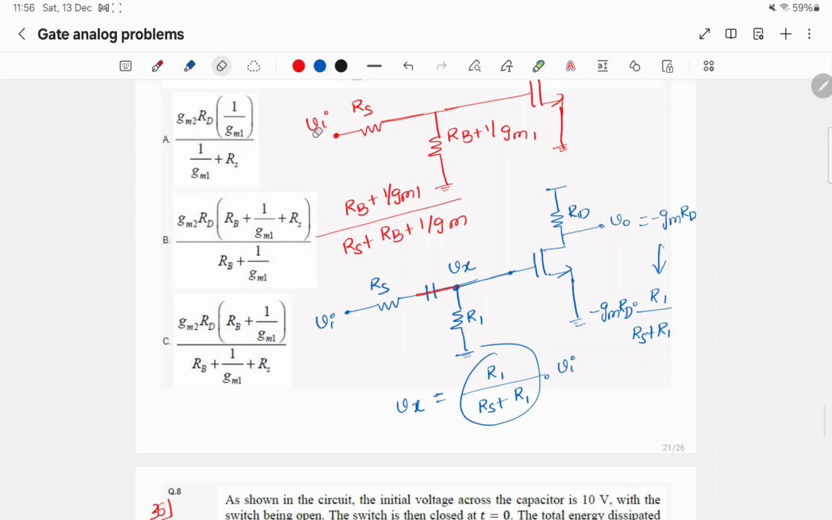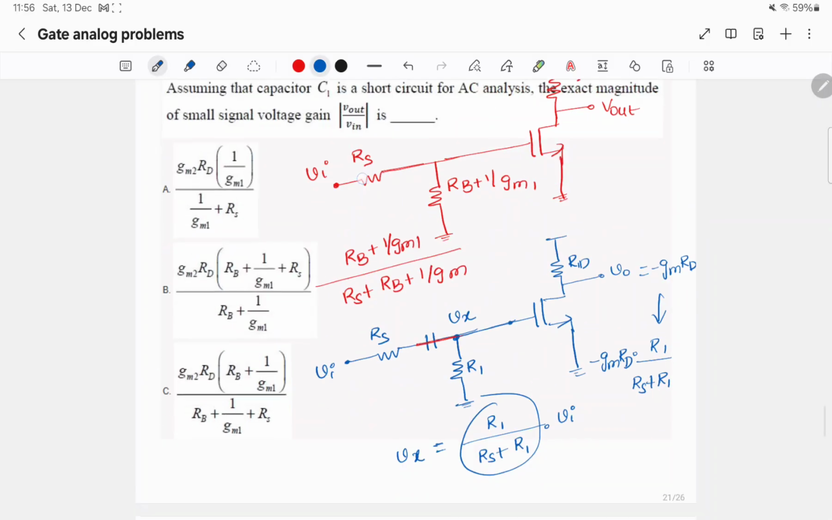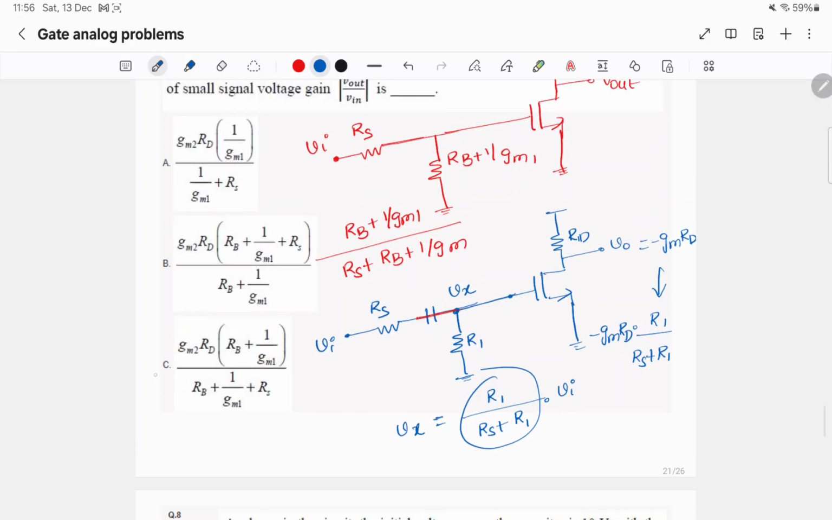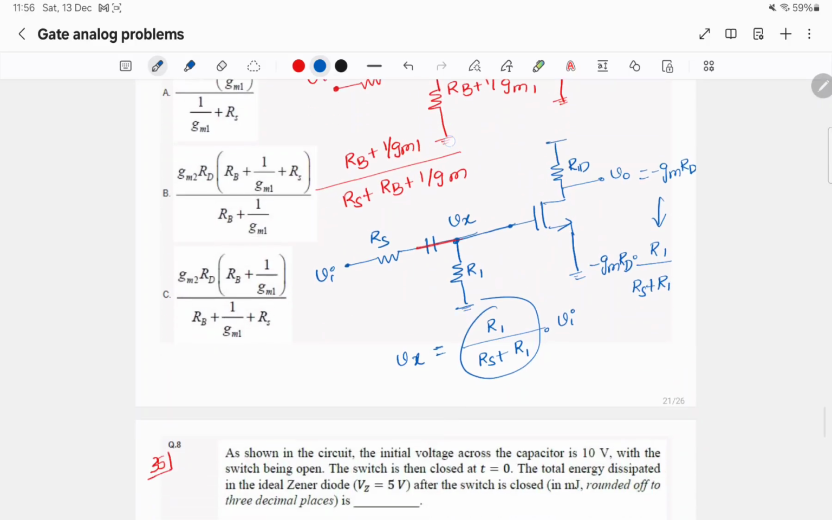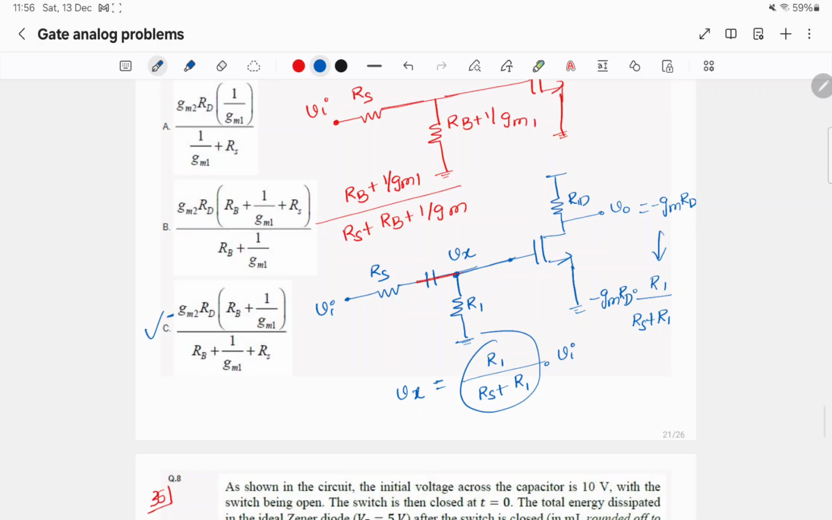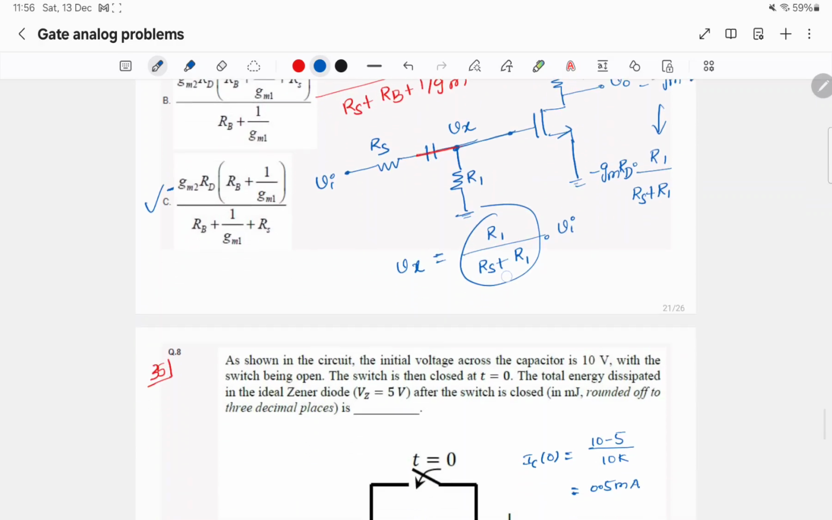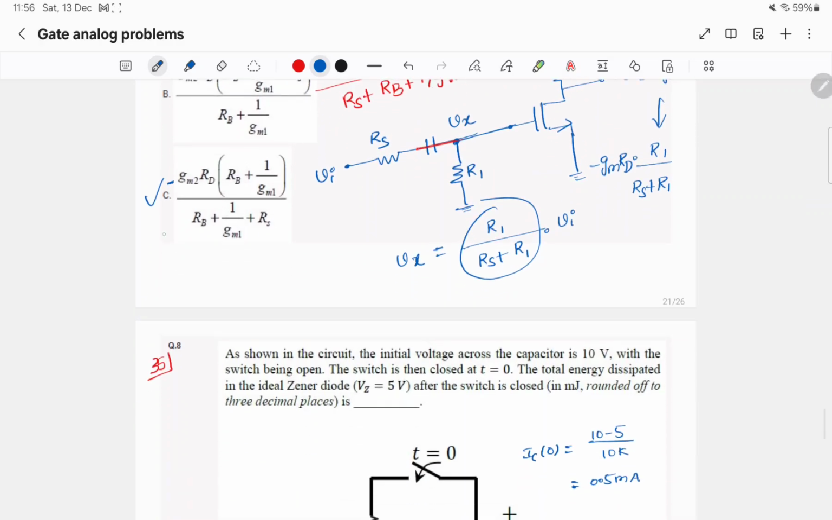So the answer is option, there has to be a negative sign. Minus GM2 times RB plus 1 by GM1 by RB plus 1 by GM1 plus RS. That will be option D, I think. So there has to be a negative sign.